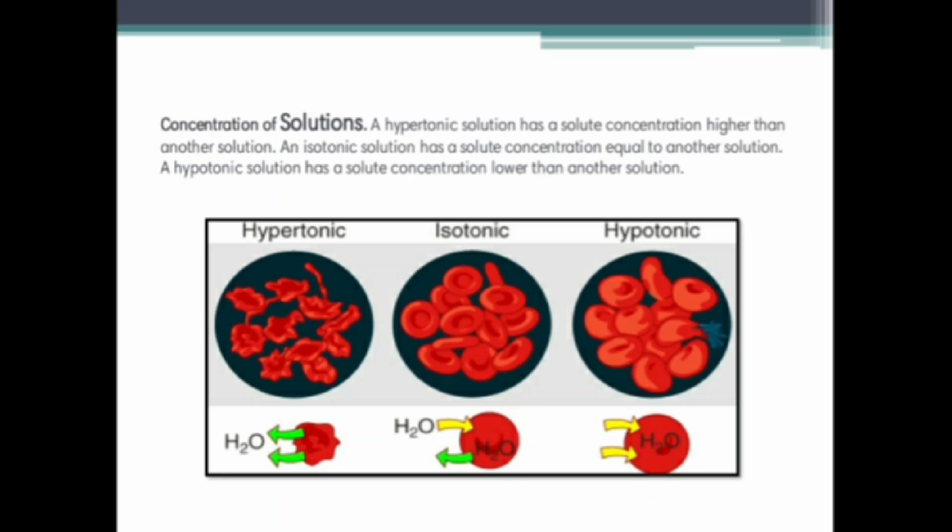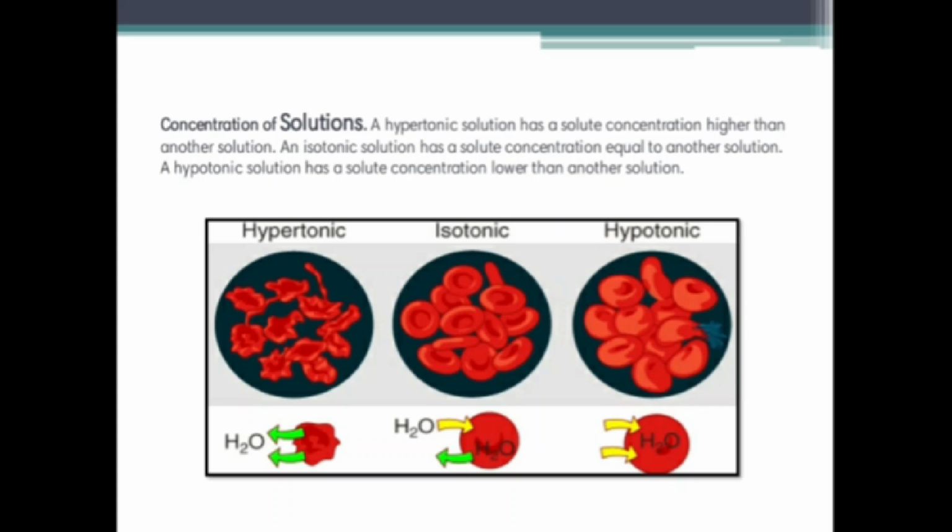A solution that has a higher concentration of solutes than another solution is said to be hypertonic, and water molecules tend to diffuse into a hypertonic solution. Cells in a hypertonic solution will shrivel as water leaves the cell via osmosis. In contrast, a solution that has a lower concentration of solutes than another solution is said to be hypotonic, and water molecules tend to diffuse out of a hypotonic solution. Cells in a hypotonic solution will take on too much water and swell, with the risk of eventually bursting.